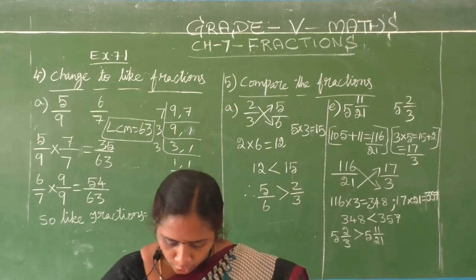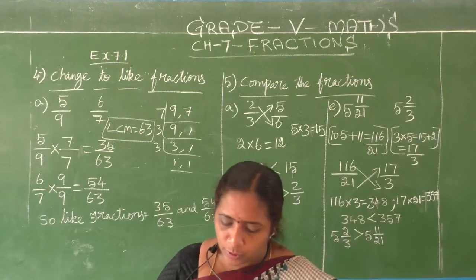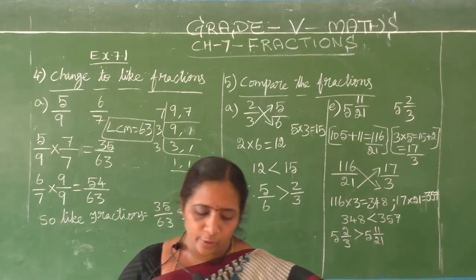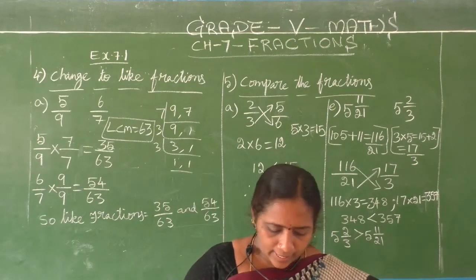So in this fifth Roman also they gave 6 sums. I worked out 2 sums. You can do 2 sums, that is enough. No need to write all the sums. Then we go to the sixth Roman.